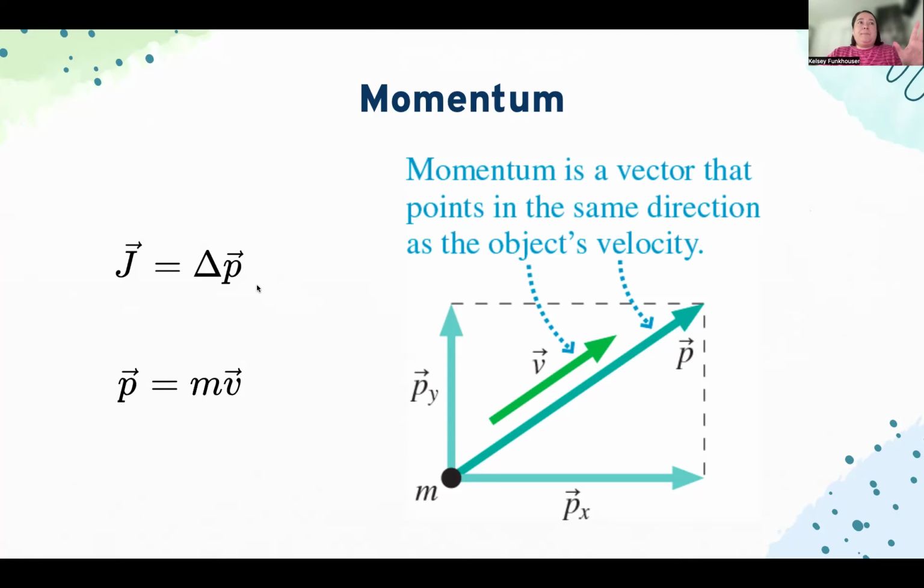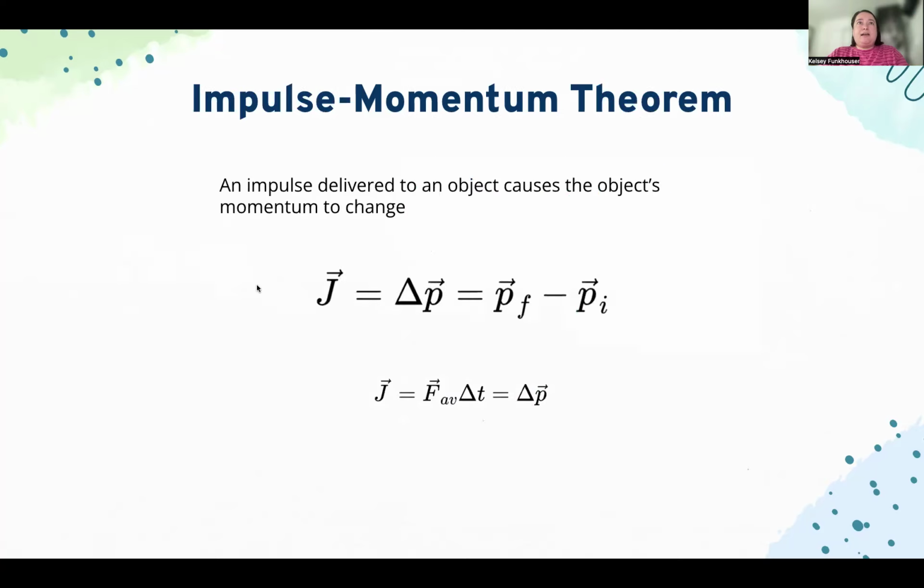So this relationship between impulse and momentum gives us the impulse momentum theorem. And that just says an impulse delivered to an object causes the object's momentum to change. So that is what we have seen. An impulse, which again is the average force times the time interval, is the change in momentum, which is final minus initial.